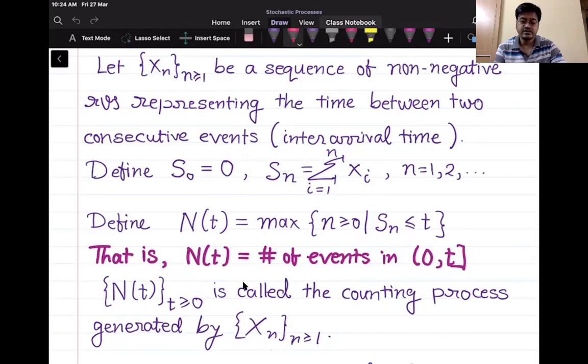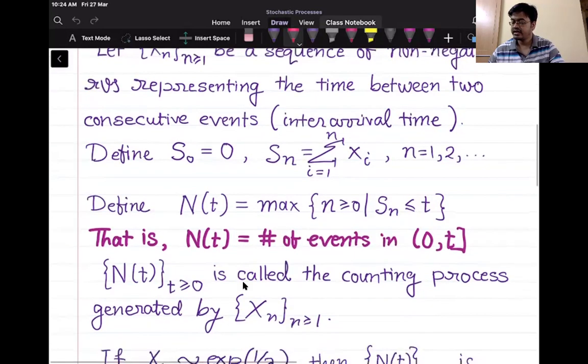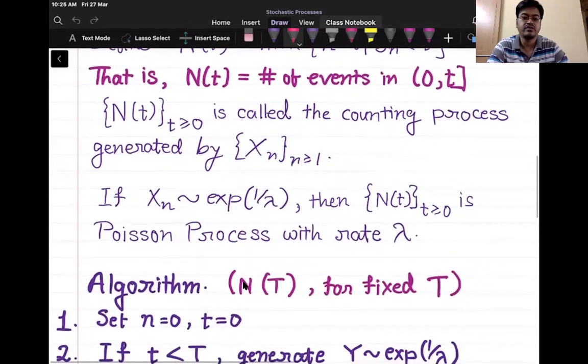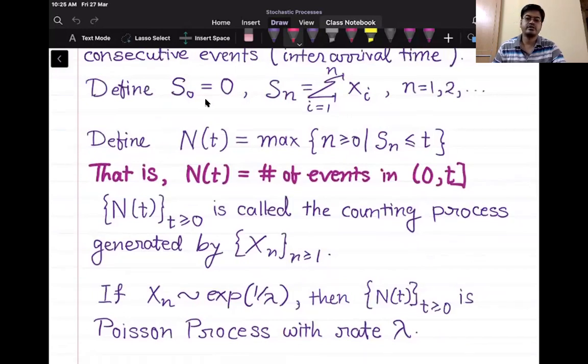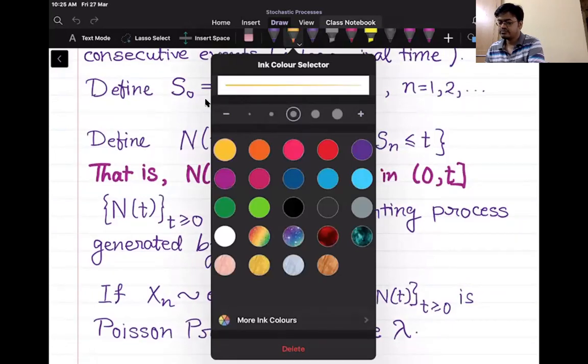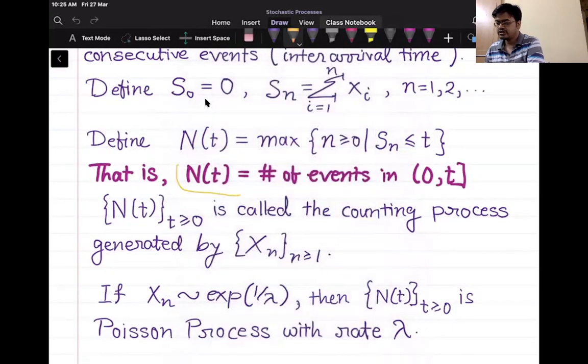However, the special case of this is when the X_n's are exponential with mean 1 by lambda, that is, rate lambda. So if the X_n's are exponential, then N(t), the underlying process which is defined in this manner, is the maximum over n greater than or equal to 0 such that S_n is less than or equal to t. So this is the N(t).